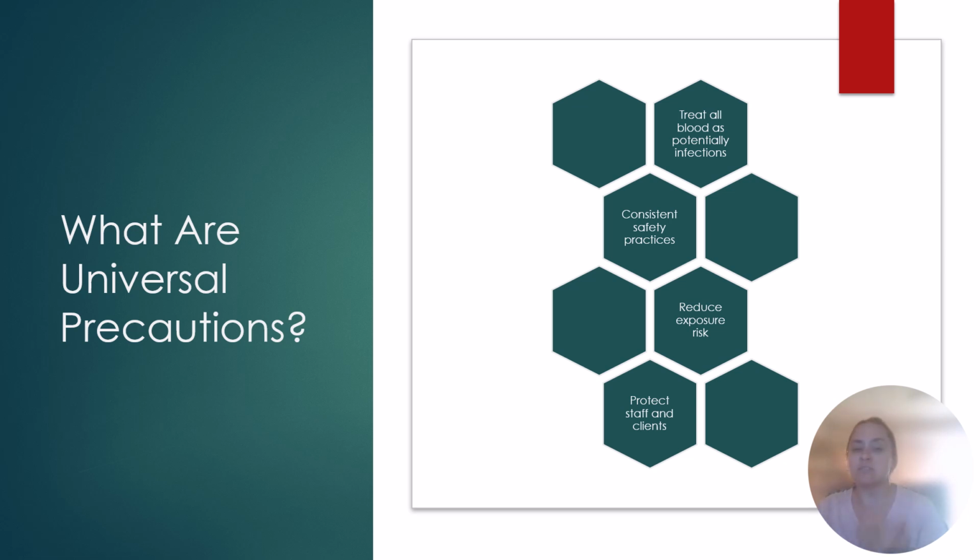Universal precautions exist because some people may not know that they have an infection, or some conditions just don't have any visible symptoms. Consistent safety practices are more effective than selective caution. Universal precautions include wearing gloves when exposure to blood is possible, avoiding direct contact with bodily fluids, properly disposing of any contaminated materials, and washing your hands thoroughly after exposure situations.